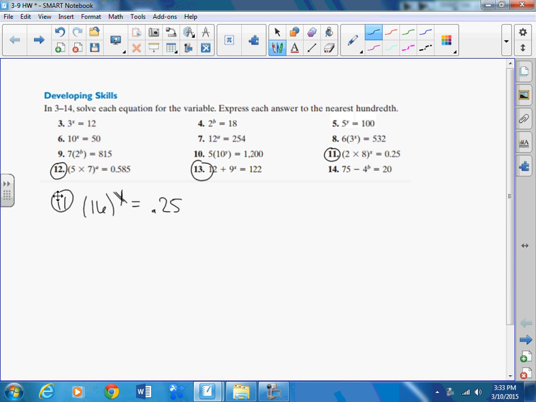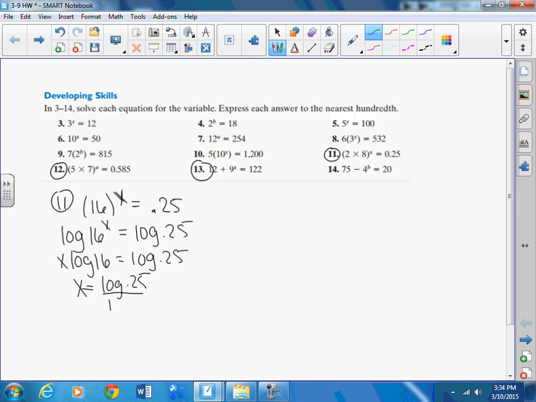And now I can go ahead and take the log of both sides. So I'll do the log of 16 to the x is equal to the log of 0.25. Pop the x out in front. Divide both sides by log 16. So x is equal to the log of 0.25 divided by the log of 16, which you punch in your calculator. And if you want, remember, you could use the natural log instead of the common log. It's totally up to you. But you get that x is equal to negative 1/2.